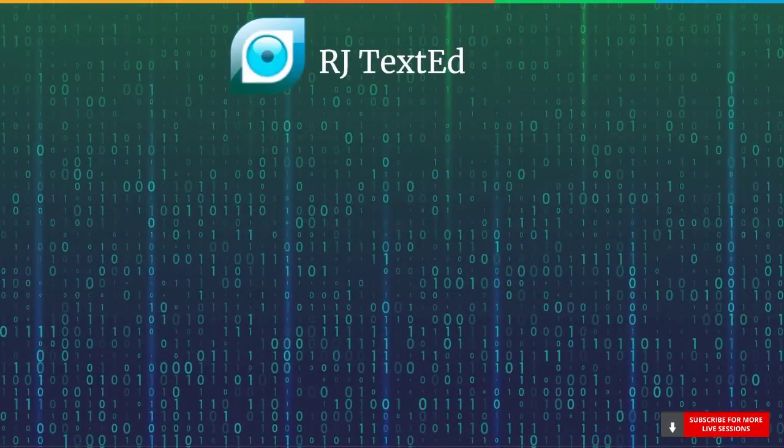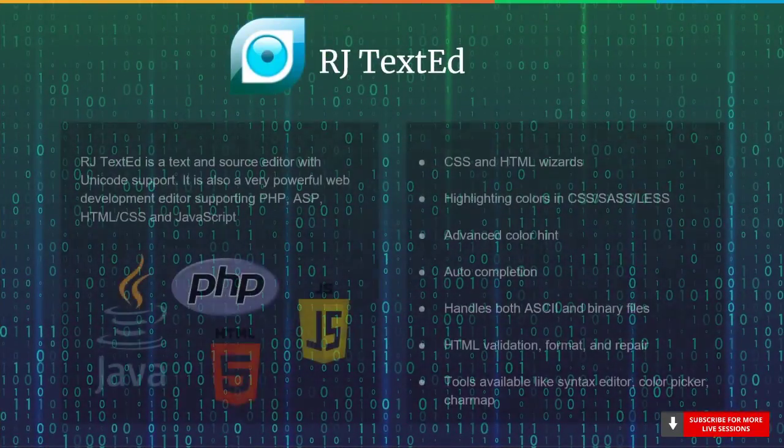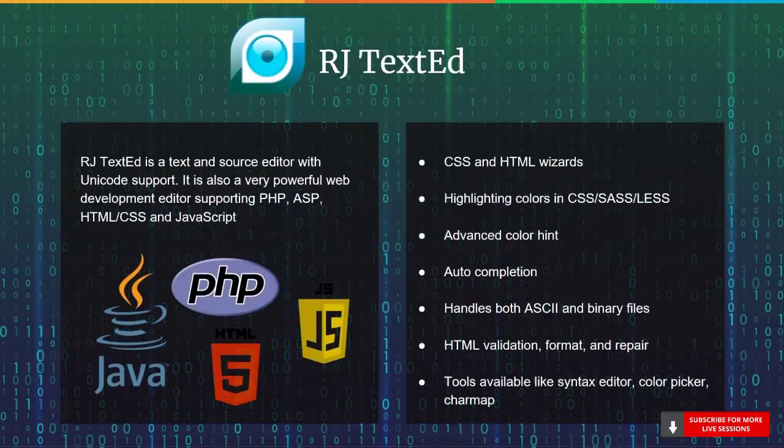Moving on, lastly, we have RJ TextEd. Now, this IDE is a text and source editor with Unicode support. It is also a very powerful web development editor supporting PHP, ASP, HTML, CSS, and JavaScript. It also supports CSS and HTML editing with HTML previews, spell checking, auto-completion, HTML validation, templates, and many more.